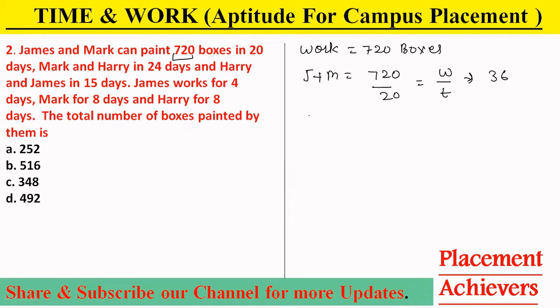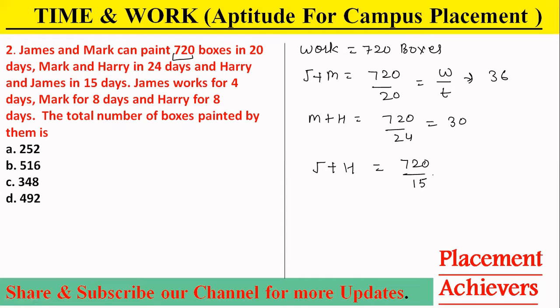Capacity of Mark and Harry is equal to 720 upon 24, which is equal to 30. And the capacity of James plus Harry is equal to 720 upon 15, which is equal to 48.